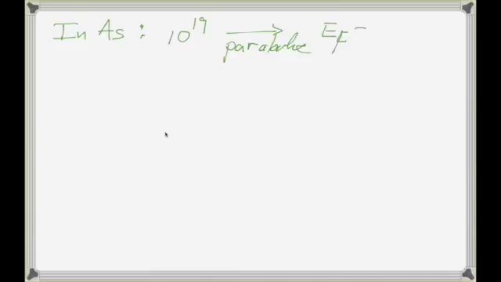So for indium arsenide, we found this out the hard way. I can't remember exactly, but if you dope it, say, 10 to the 19th, and you use a parabolic model, you get a Fermi level of about 1 eV above the conduction band edge, which is ridiculous. Fermi levels are never that high. They're always maybe a couple hundred milli-electron volts, maybe 400 milli-electron volts at most. You never have a Fermi level that high.